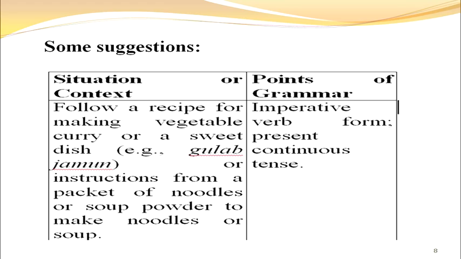So, given whatever I have said earlier, we can give some suggestions on how it can be done. You can select a situation or a context and then relate it to a particular point of grammar. For example, follow a recipe for making vegetable curry or a sweet dish, say gulab jamun. So, instructions from a packet of noodles or soup powder to make noodles or soup, and this will help you teach imperative verb form in English, present continuous tense, etc.